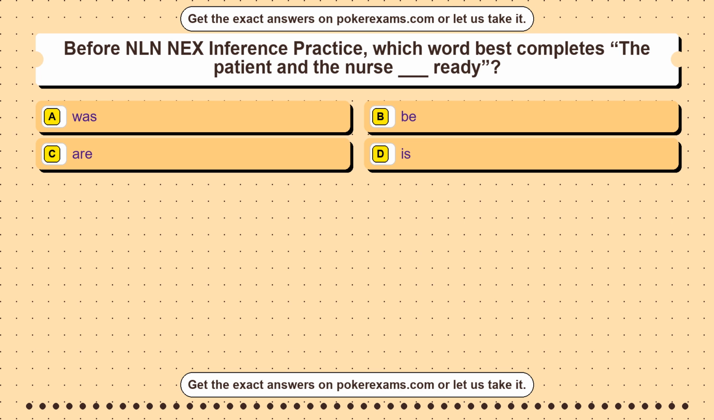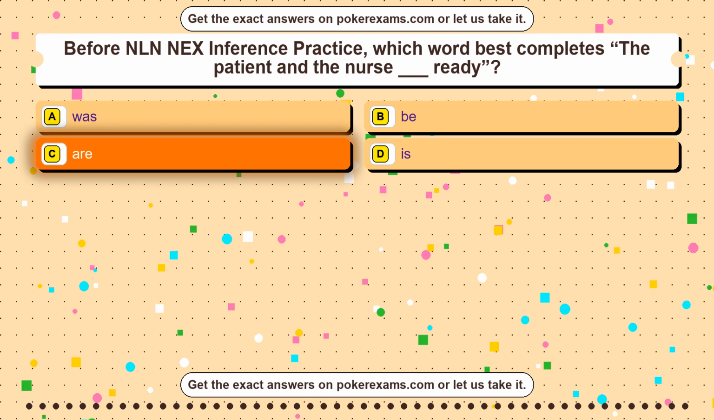Question 15. Before GED graphs and data practice, which source would best support a historical claim? Option A, cartoon only. Option B, advertisement slogan. Option C, primary document. Option D, random comment. The correct answer is option C.